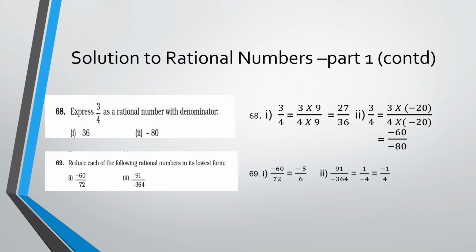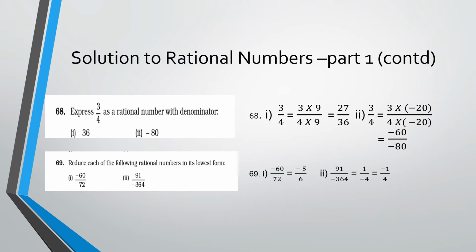Coming to part 2 of the same sum, I want the denominator as -80. Now how do we get -80 from 4? Yes, by multiplying by -20. So obviously 3 should also be multiplied by -20. So the answer is -60 by -80.